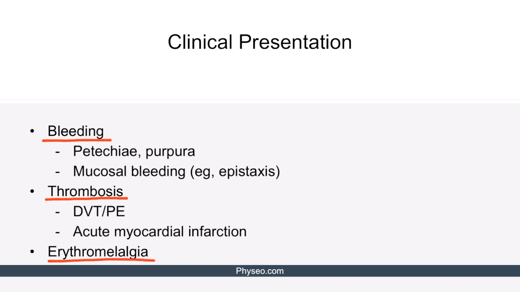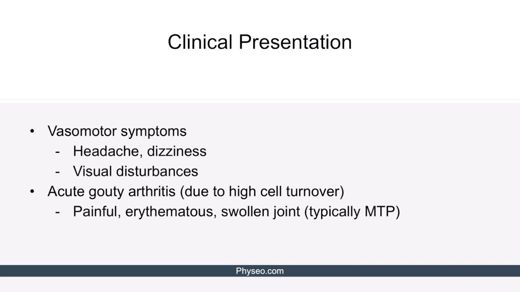Finally, erythromelalgia may be present. Erythromelalgia is erythema and intense burning pain of feet or hands that can be episodic or continuous. The patients with essential thrombocythemia may also present with vasomotor symptoms like headache, dizziness, and visual disturbances. This is due to increased blood viscosity from excessive platelets.